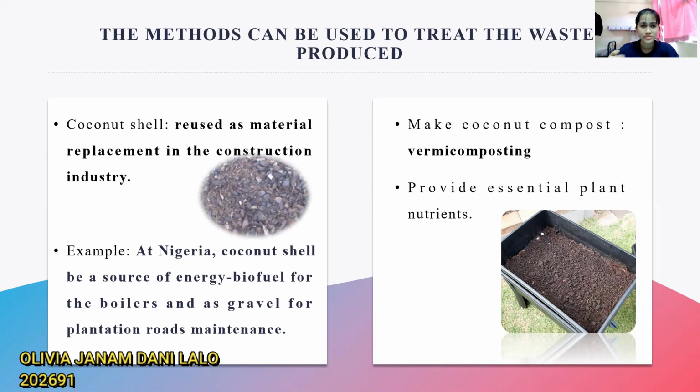So let's move to the methods that can be used to treat the waste produced. According to Gunasekaran, coconut shell can be reused as a material replacement in the construction industry, which may lead to a reduction in construction material costs and save dumping space. For example, in Nigeria, coconut shell can be a source of energy, biofuel for boilers, and the rest of the coconut shell is used as gravel for plantation road maintenance.